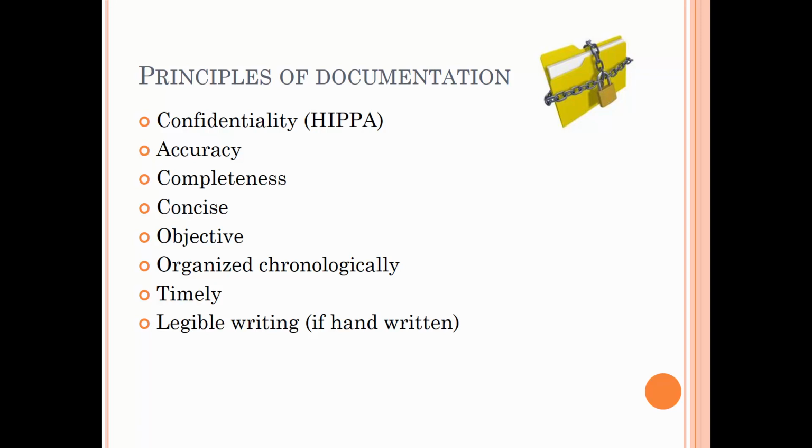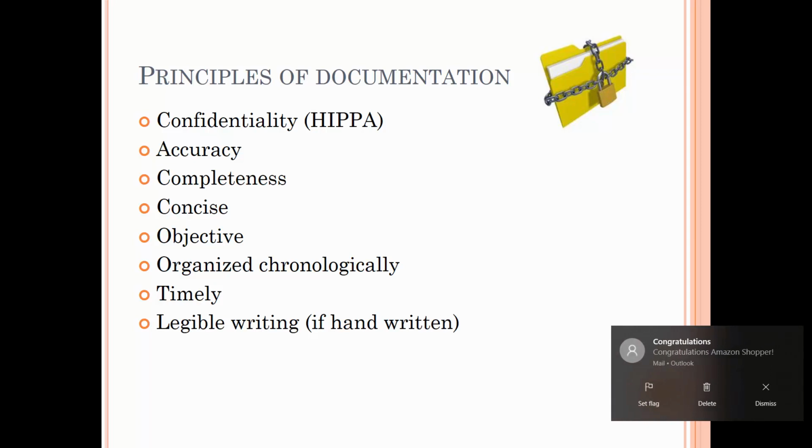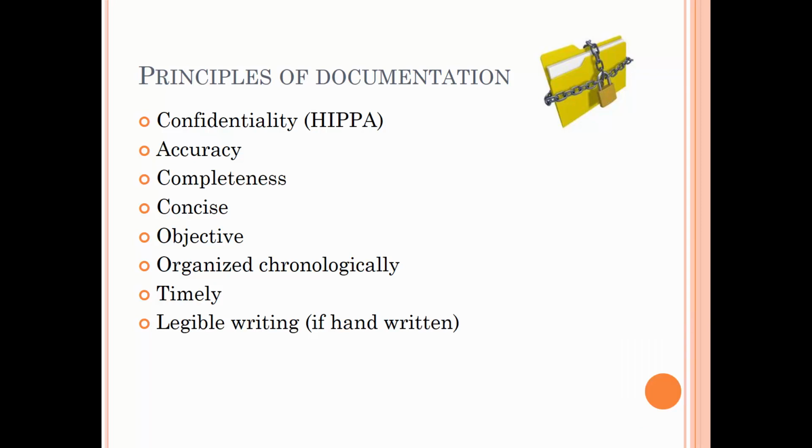Accuracy. Only chart observations you have seen, heard, felt, or smelled. Use precise measurements and times when possible. Use correct spelling in medical terms. If there's an error, you must draw one line through and write charted in error with your initials. Documentation should be complete and includes assessments, nursing interventions, medications given, provider's orders carried out, provider notification of a change in patient status, patient teaching, patient responses, and any change in the plan of care.